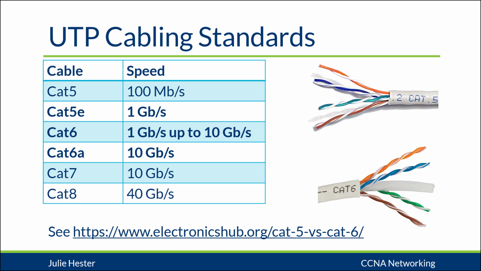Then Cat6A for augmented was developed. That reliably gets us 10 gigabits per second. And then as we've continued on, developed faster standards, we have Cat7 and Cat8. And Cat8 can get up to 40 gigabits per second in a data center, but those are probably not going to be cables that you're going to run through the primary area of your network.